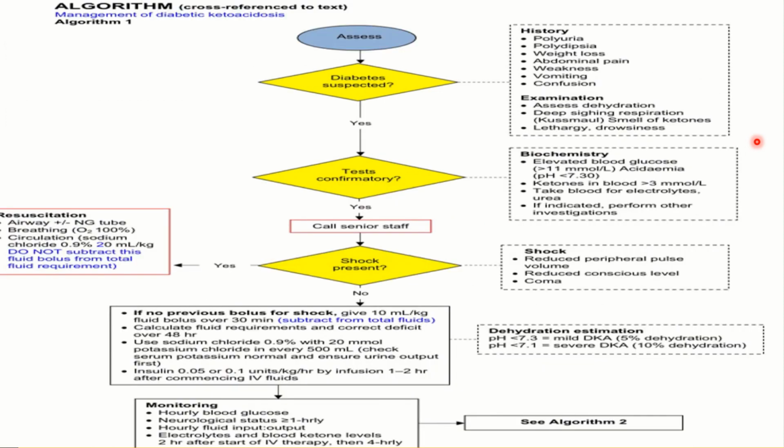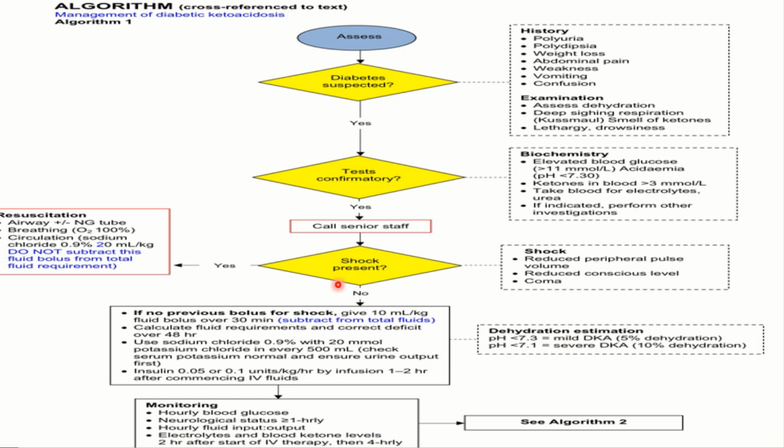So you see a patient, you're going to assess the patient for signs and symptoms. If you suspect diabetic ketoacidosis, then you go for the tests. After that you call your senior staff and you start with the treatment. If in shock, 20 ml per kg IV bolus; if not in shock, 10 ml per kg IV bolus. Then you have to start with the total fluid, according to the weight and according to the dehydration, whether it is severe or mild dehydration. After that you will give total fluid.